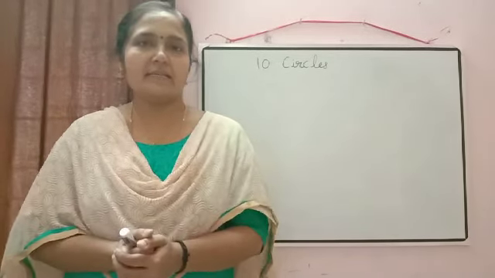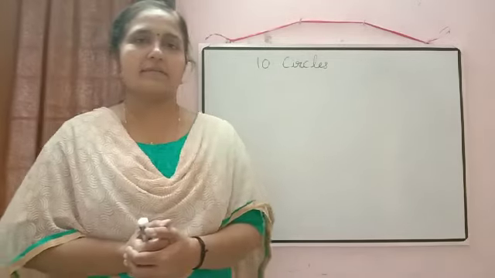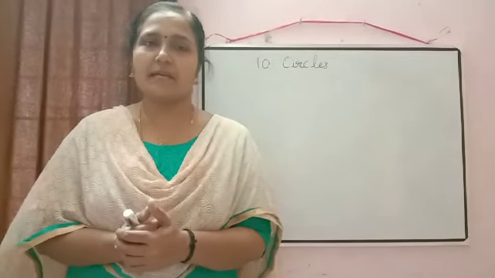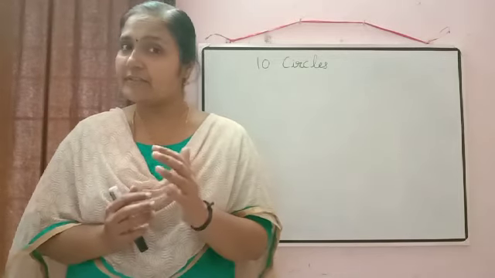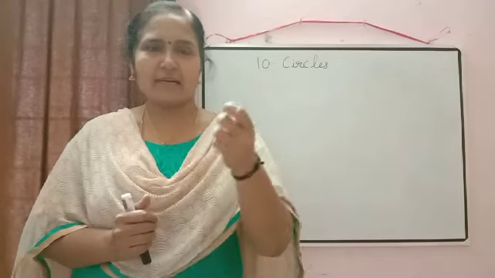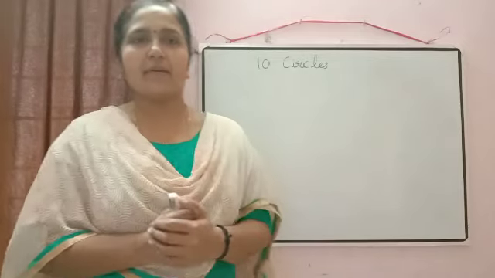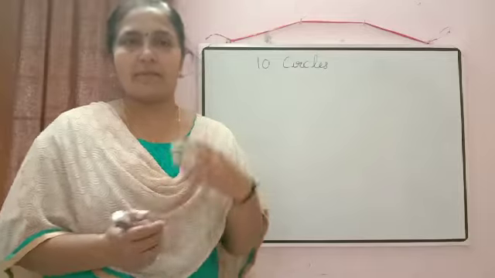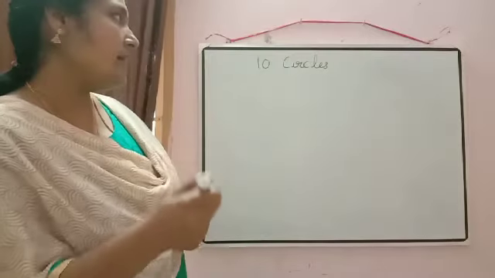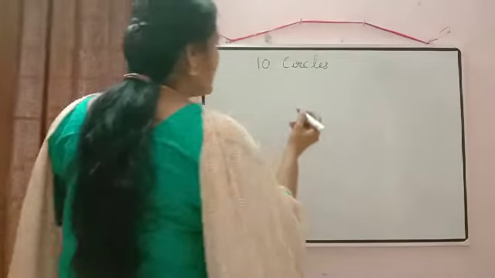In the previous class we studied about circles. We studied some basic terms related to circles and two properties related to tangents to a circle. So once again we can revise the properties, and today we'll solve questions based on these two properties. So first we can revise. What is the first property that we studied?